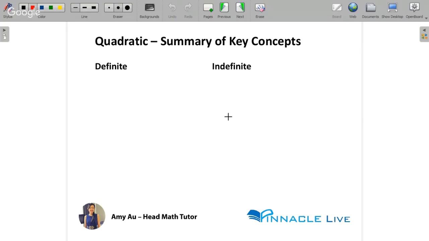So also very quickly, just summarizing some terminology here. What is a definite? What is an indefinite? I'll start with definite first. Let's break this up into two parts. Okay, so there's two types, right? Positive and negative definite. How I think about this is positive definite simply means definitely positive.